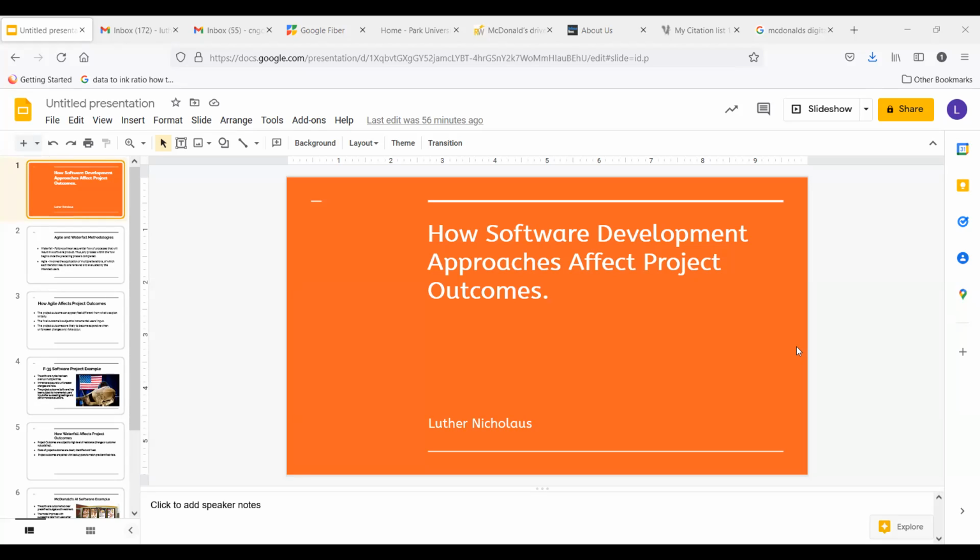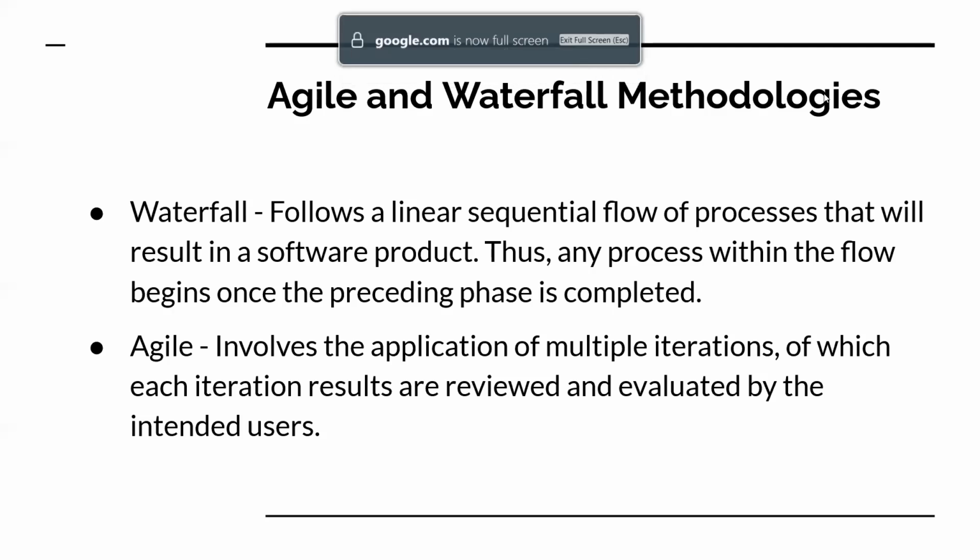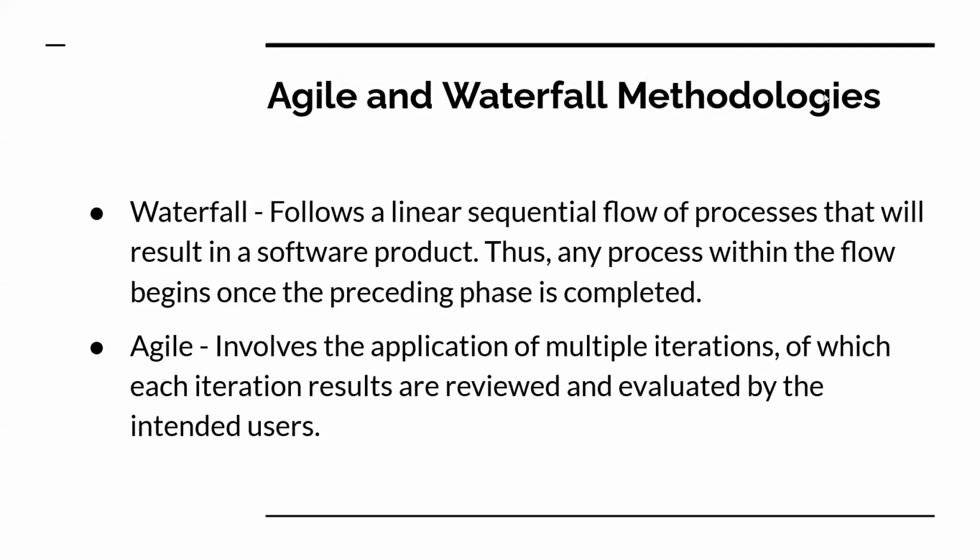Today I'm going to present how software development approaches affect project outcomes. Last week we tried our best to define Agile and Waterfall methodologies, and today I'm going to show how these methodologies affect project outcomes. So I'm just going to skip the introduction because I think we thoroughly defined them last week, and everybody has an idea what they are.